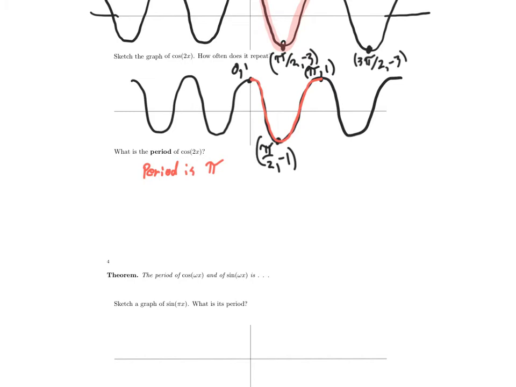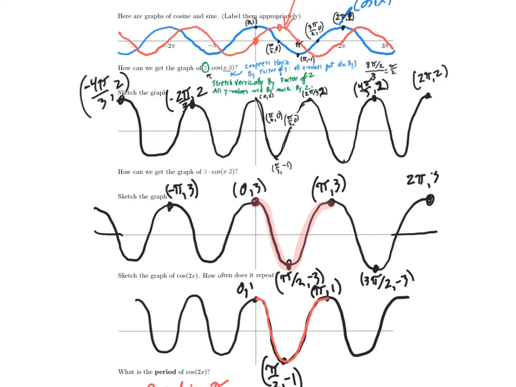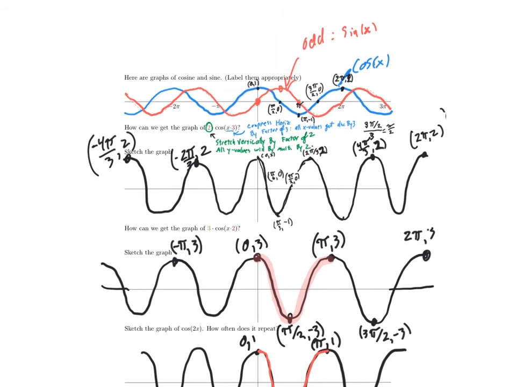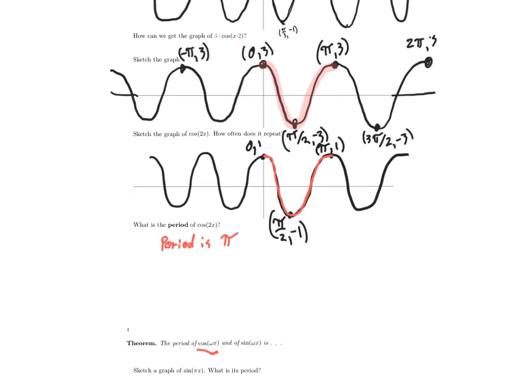If you want to think about the period of anything that looks like cosine of omega times x, let's start by just thinking about the graph of cosine of x. So here it is up here. Cosine of x is this blue function. You get all the way up to 2 pi, and then it starts repeating.